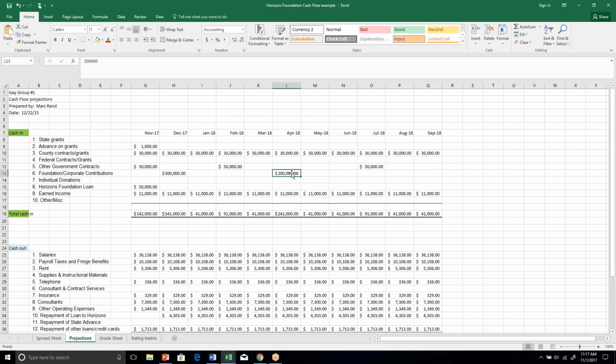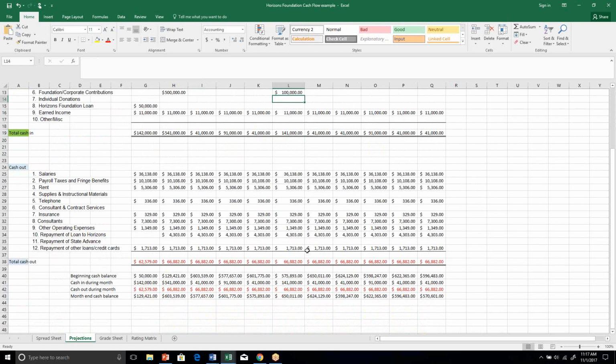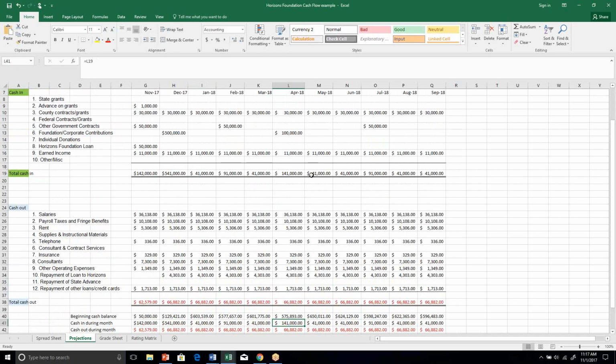What happens if this doesn't come in? Or what happens if it's $100,000? Or $1 million in this case, or what does that look like to the organization, and how might that look? So, in this case, I just dropped it down to $100,000. That's going to be a big change. So, it's going to affect the monthly and cash balance.